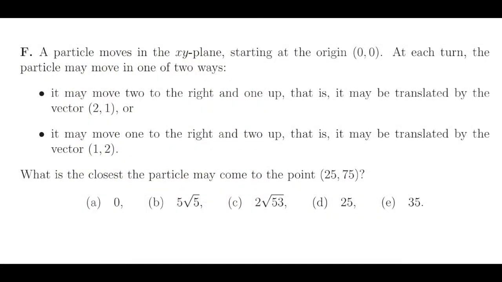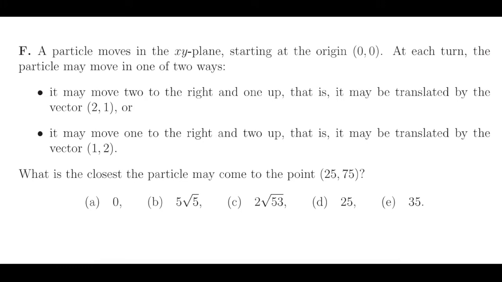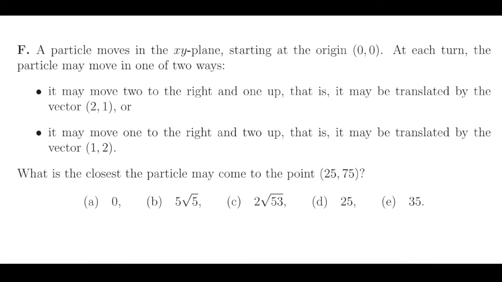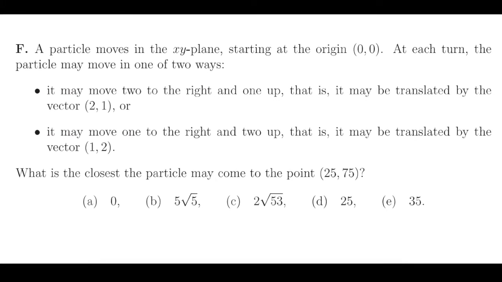Okay, so today we're looking at question 1F from the 2018 Oxford MET exam, and it goes like this. We're told that a particle moves in the xy plane and it starts off at the origin, so 0, 0. And then at each turn, the particle can move in two different ways. And these are as follows.